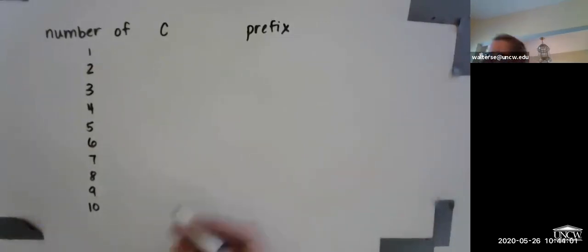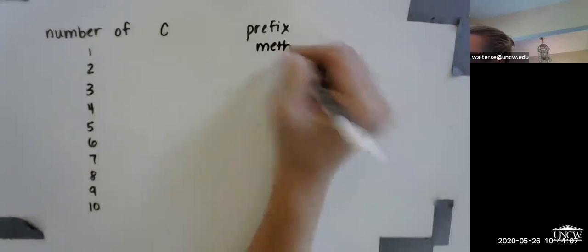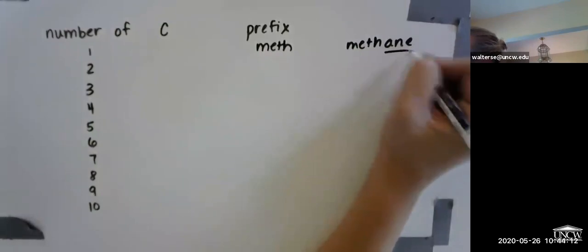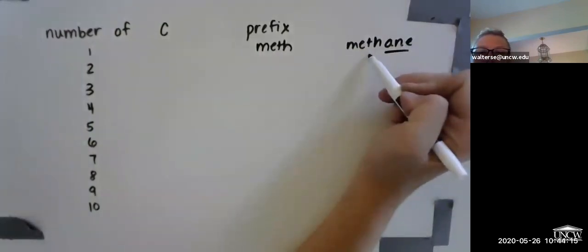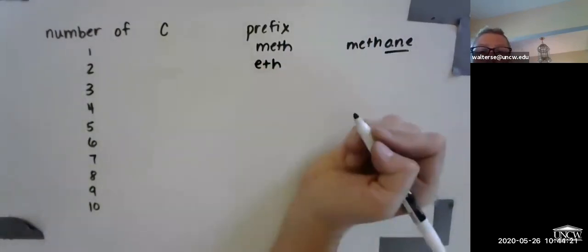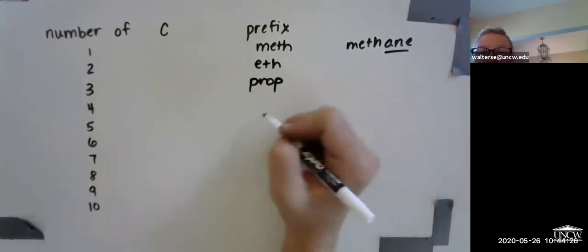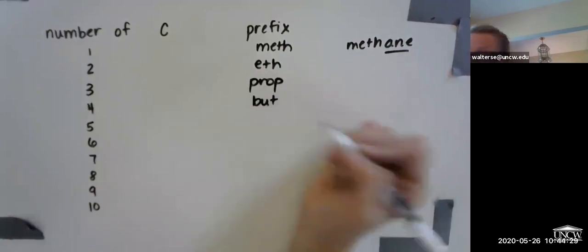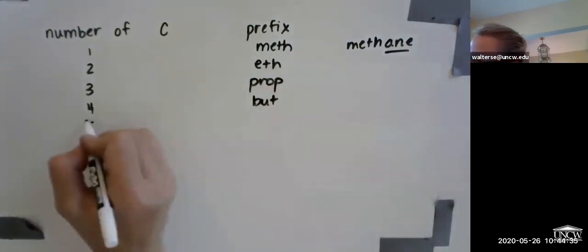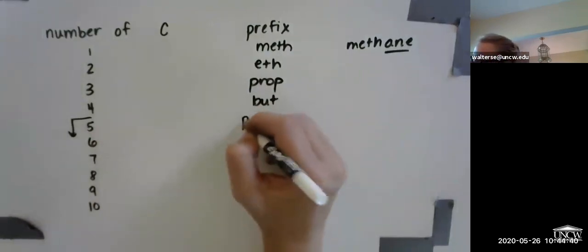If you have a 1 carbon alkane, the prefix is meth, so the compound would be methane. So ane means alkane, meth means 1 carbon. 2 carbons is eth. 3 carbons is prop. 4 carbons, but. These are historically relevant names. Once you get to 5 and above, they make sense, they're numbers. So this is pent.